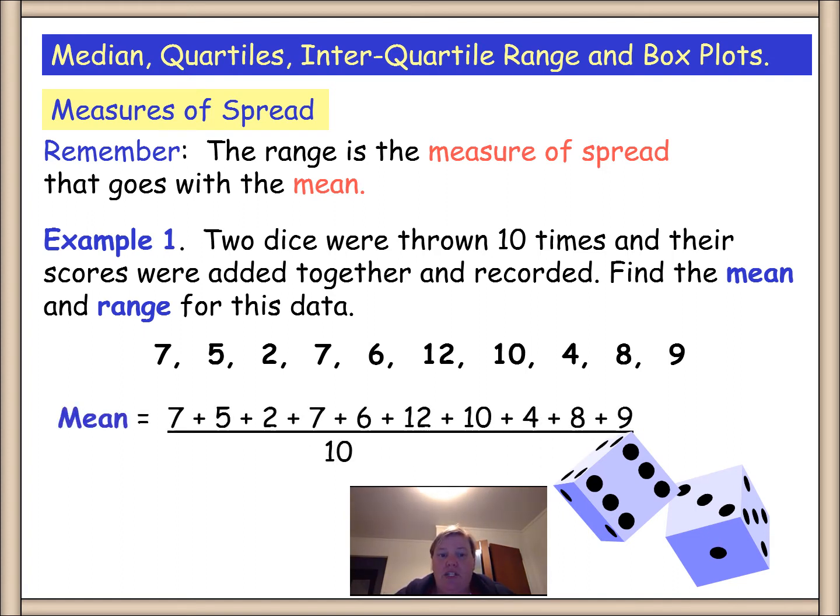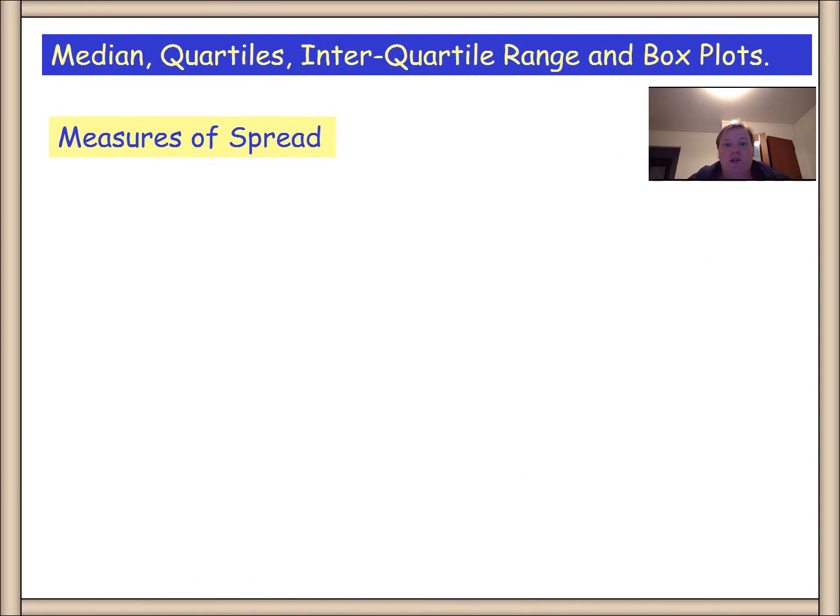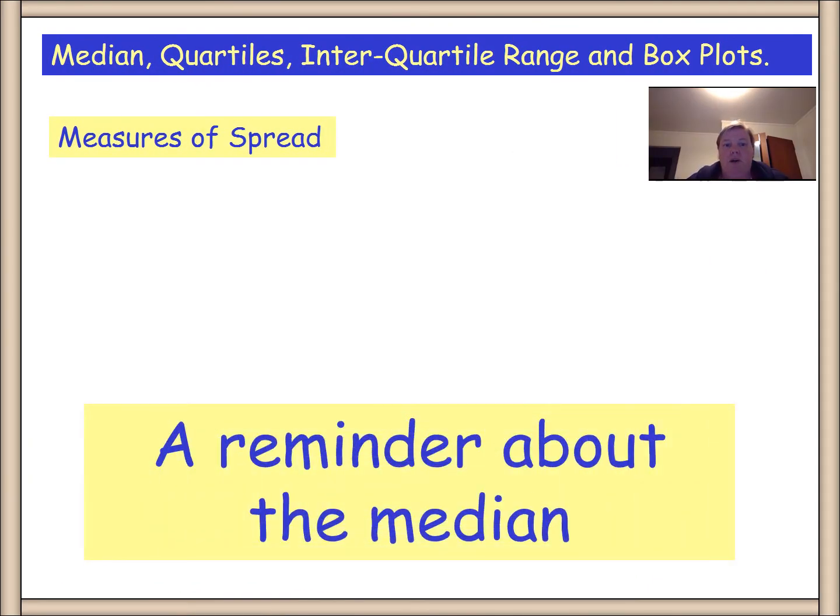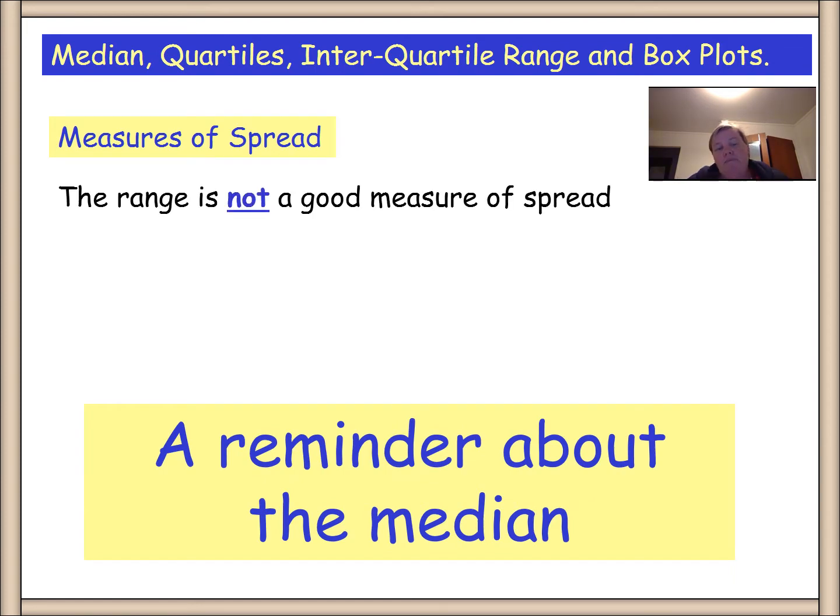For the range, it's the smallest number and the biggest number. So the biggest number is 12 and the smallest number is 2. So 12 minus 2 is 10. Okay, everybody happy with that? Good job. Okay, so let's just talk about the median in a second.